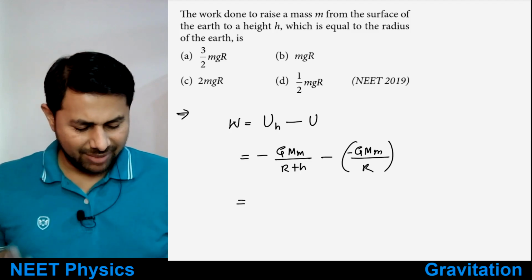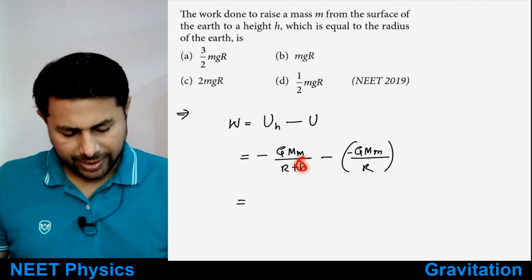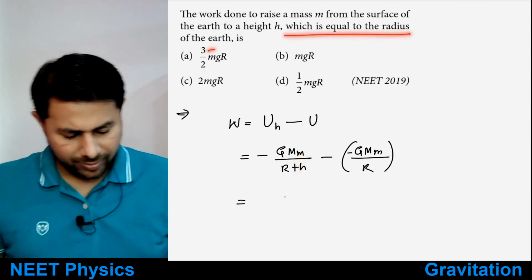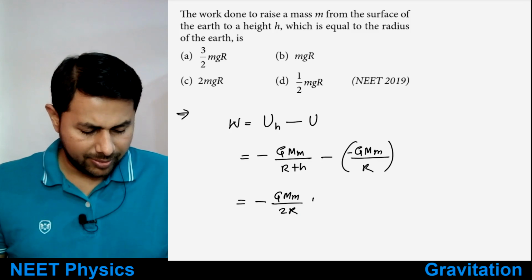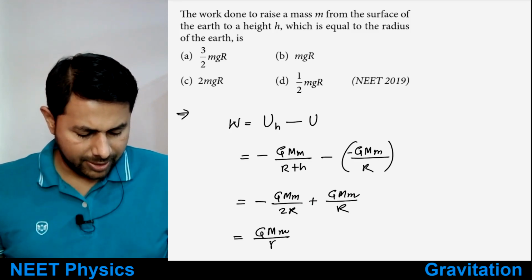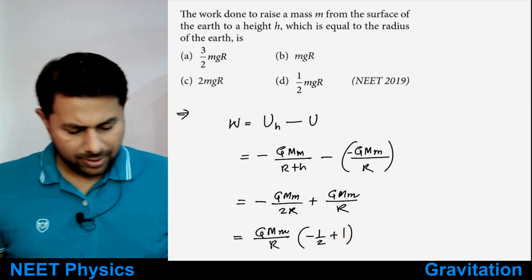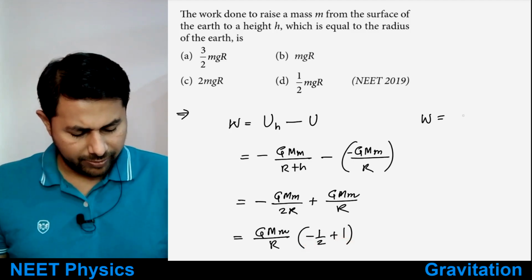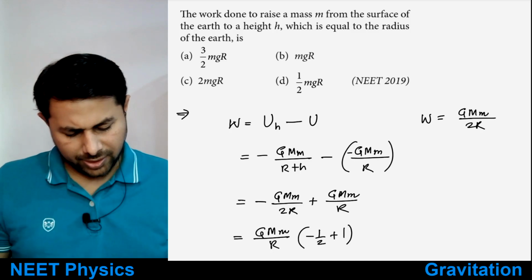So then you can take gmm common. Okay, and let's substitute what is h first. H is equal to what? Radius of earth only. So this is minus of gmm divided by r plus h. So that is 2r plus gmm divided by r. And then you can take gmm, g times capital M small m upon r common. Then you have minus 1 by 2 plus 1. So 1 minus 1 by 2 is 1 by 2 only. So the answer is, work done is equal to gmm divided by 2r. Is it there?